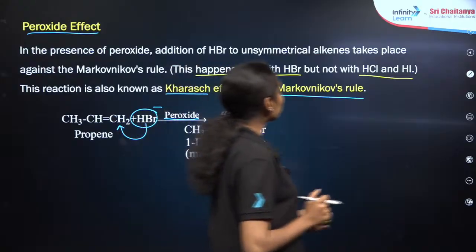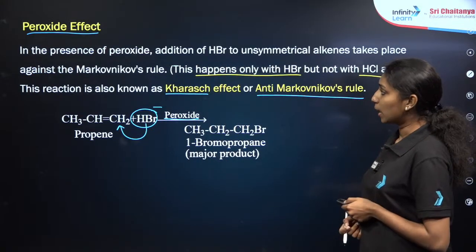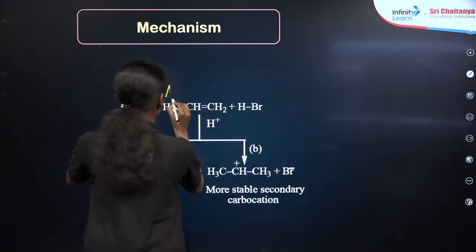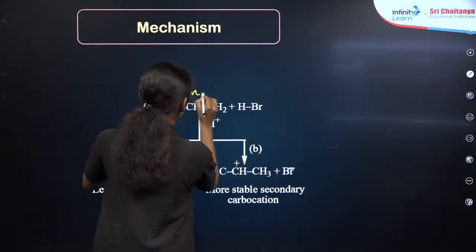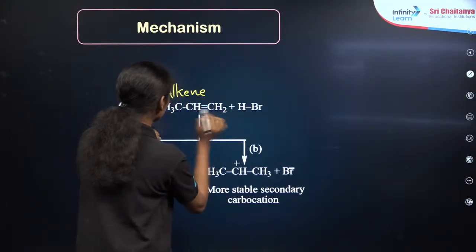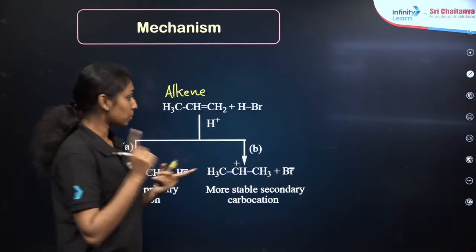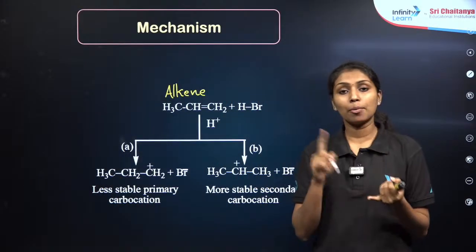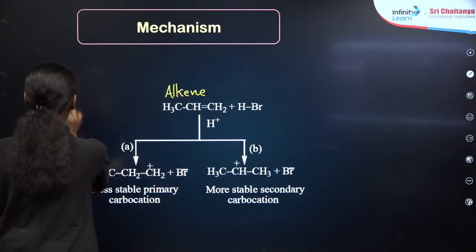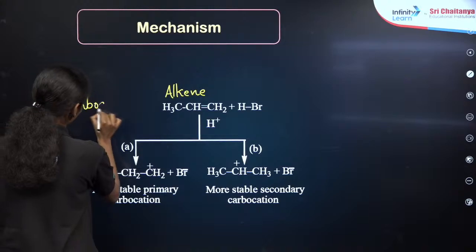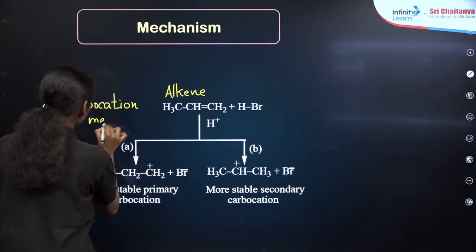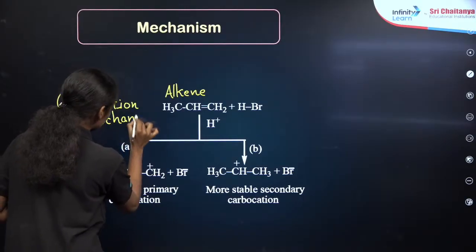Before that, I have to give you the idea about the mechanism of Markovnikov's rule. As you can see over here, this is our alkene molecule. This is the HBr. From the HBr, we will get the H plus ion. This H plus ion will react with it to form a carbocation. I hope you have the idea about reaction intermediates: free radicals, carbocation and carbanion. Here, this reaction is based on the carbocation mechanism. I will not go deep into the mechanism here. It is given in your NCERT textbook, just go through it.